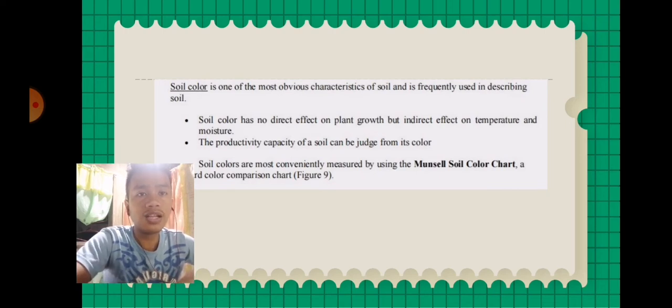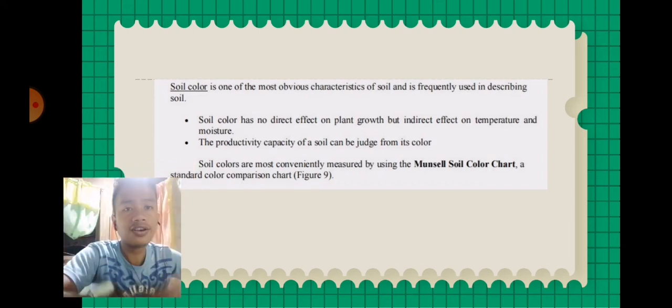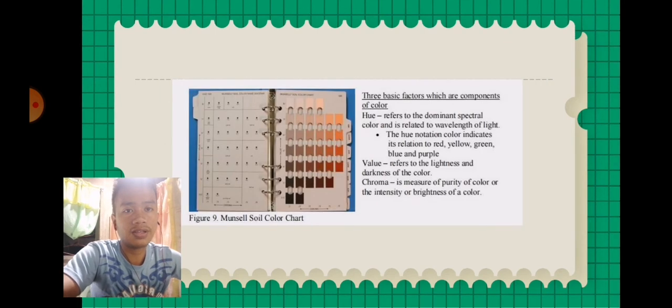Soil colors are most conveniently measured by using the Munsell soil color chart. It is a standard color comparison chart. So here is the Munsell soil color chart.